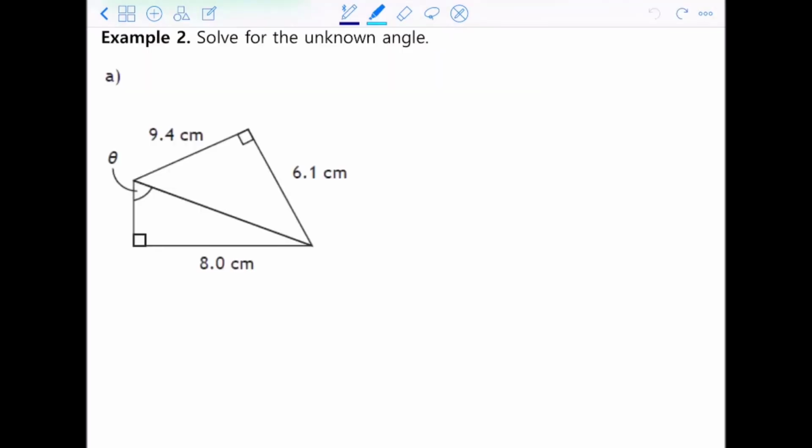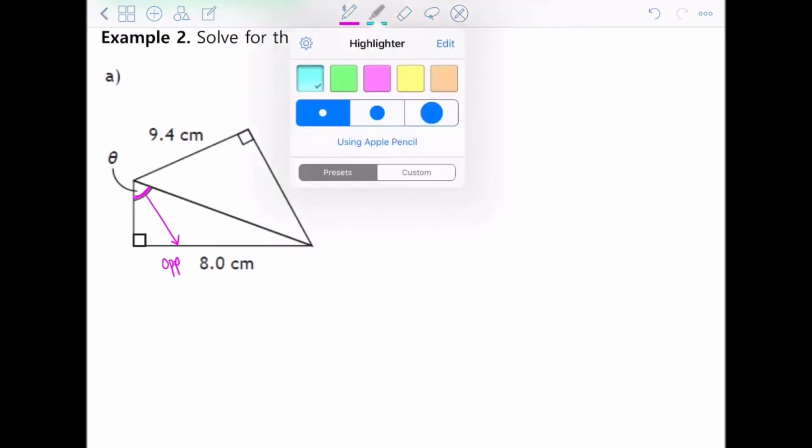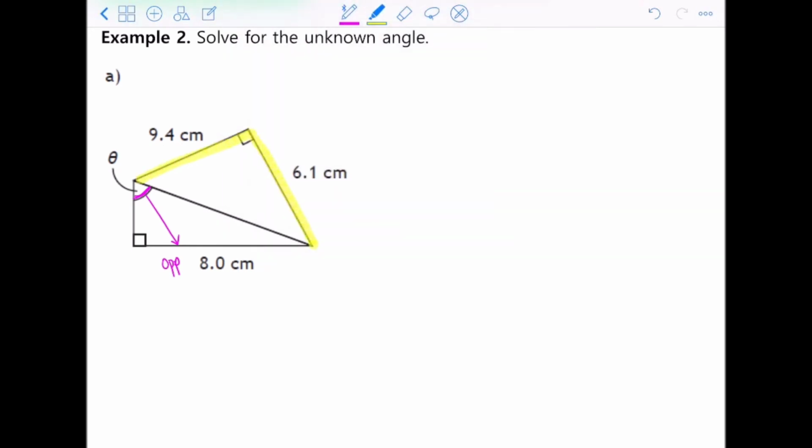Moving on to example 2, part A. Solve for the unknown angle. The angle we're looking for is theta, which is this angle. We are only given the opposite side of the angle theta and a different triangle. So we have two triangles, one here and one here.